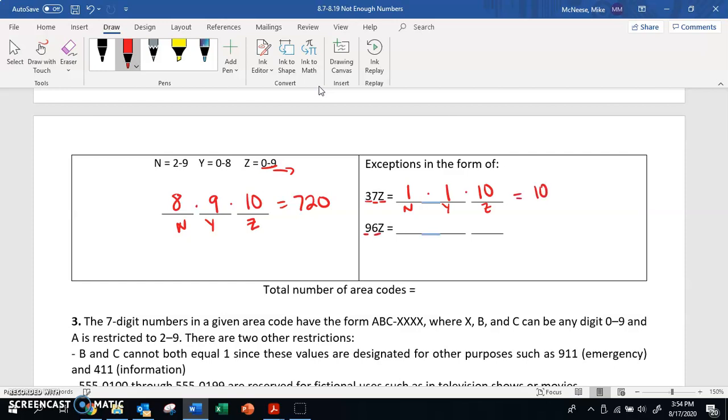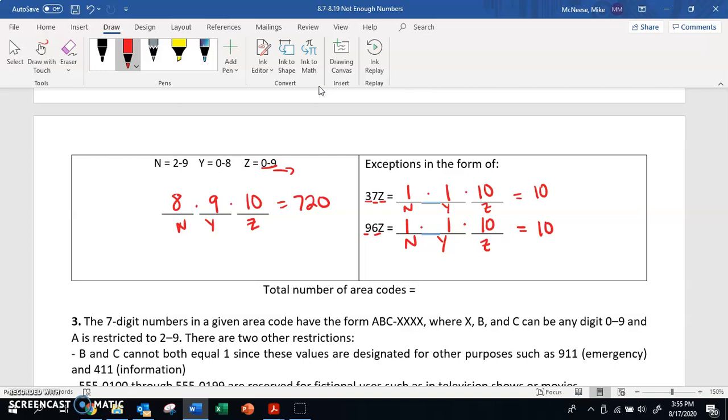And then same thing over here. If it's telling us n is 9, then that means that there's only one outcome. N is 9. If y is 6, then that means there's only one possible outcome. And then z again, we have 10 again. So 1 times 1 times 10 gives us 10.